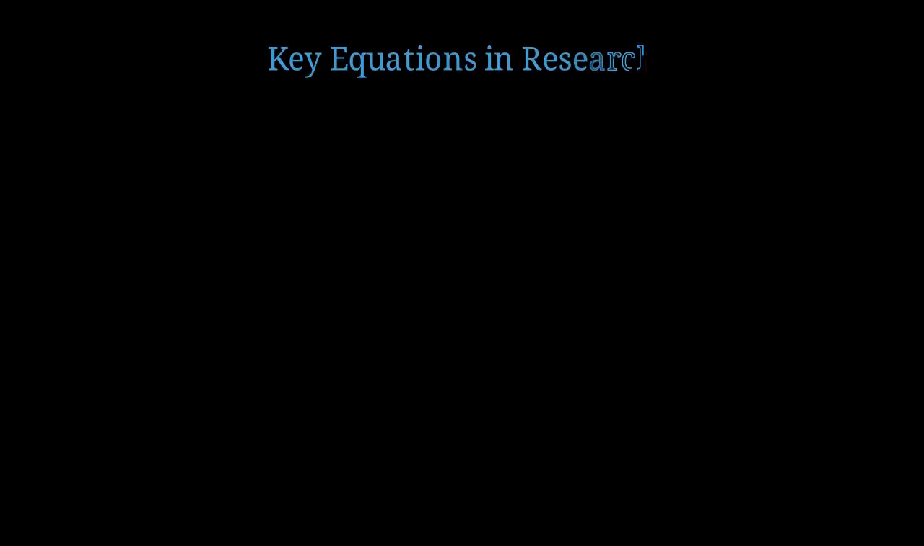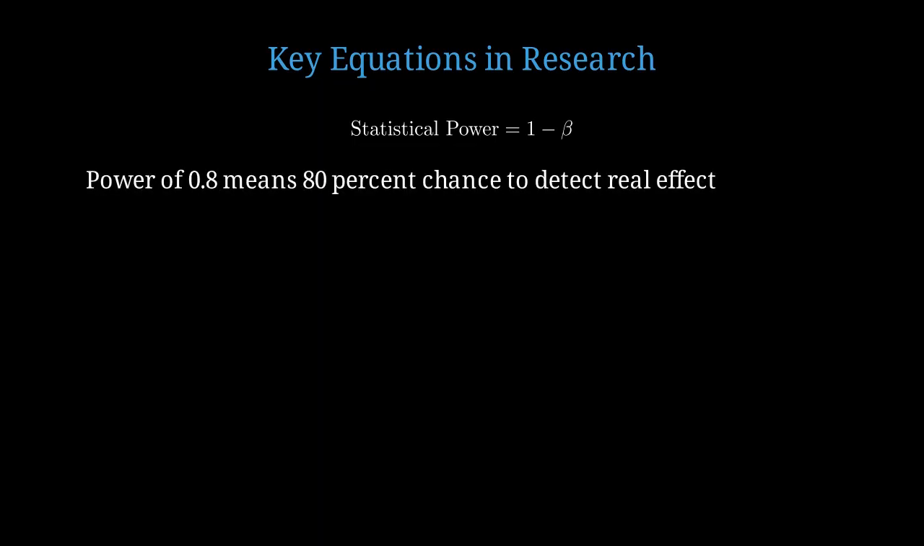Let me highlight some key equations that every researcher should understand. Statistical power equals 1 minus beta, where beta is the probability of a type 2 error or false negative. A power of 0.8 means you have an 80% chance of detecting a real effect if it exists. This is the standard target.